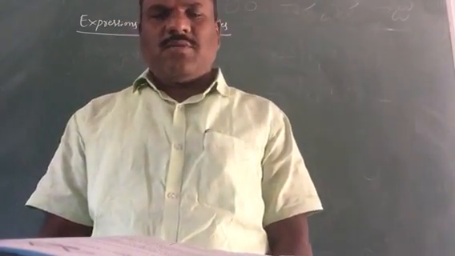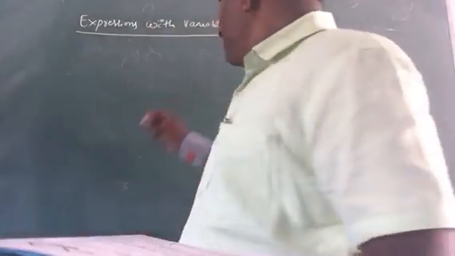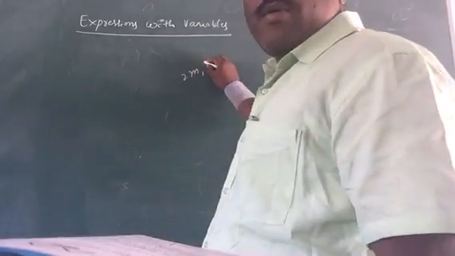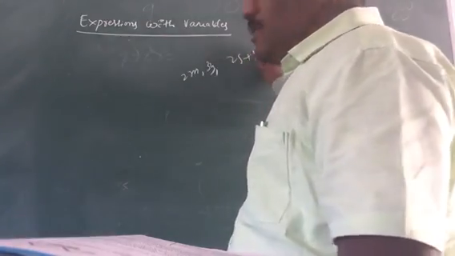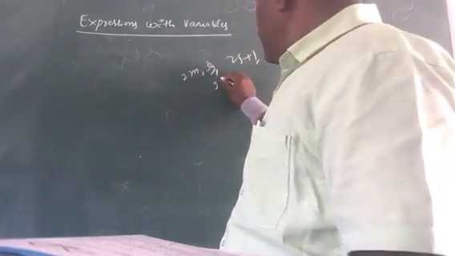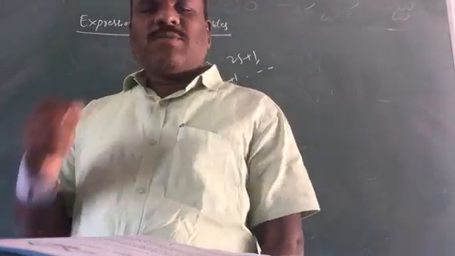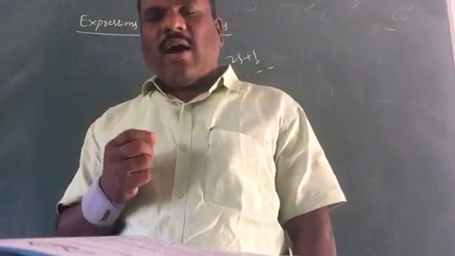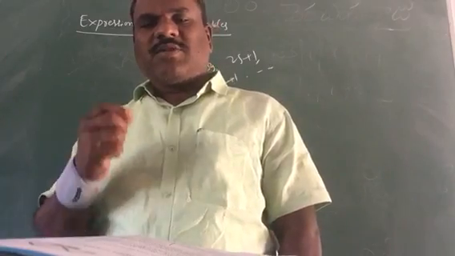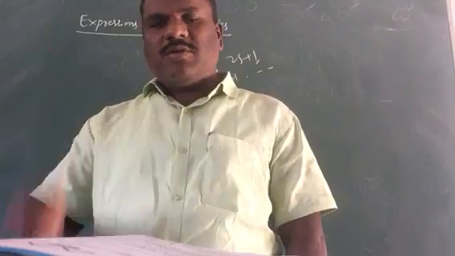Expressions with variables. Children, we have seen expressions like 2m, 3y, 2s plus 1, 3s plus 1, etc. In the earlier discussion, those expressions are obtained by using operations like addition, subtraction, multiplication, and division of variables.